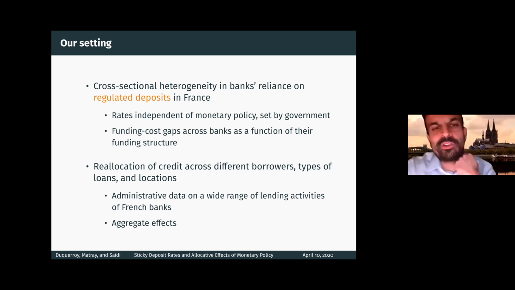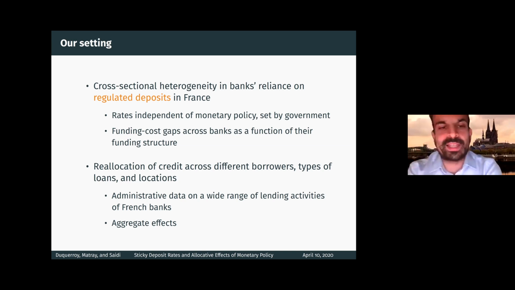This in turn yields funding cost gaps that arise across banks as a function of the funding structure, depending on whether these banks rely on these regulated deposits for funding themselves. We then use these arising funding cost gaps to identify any effects on the reallocation of regulated deposit-dependent banks in terms of their credits across different borrowers, types of loans, and locations.